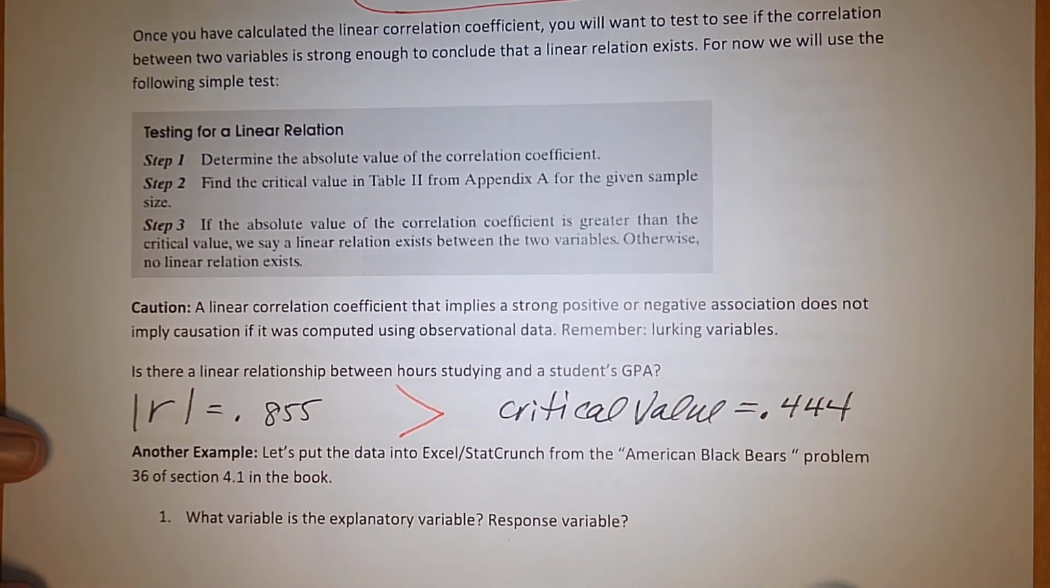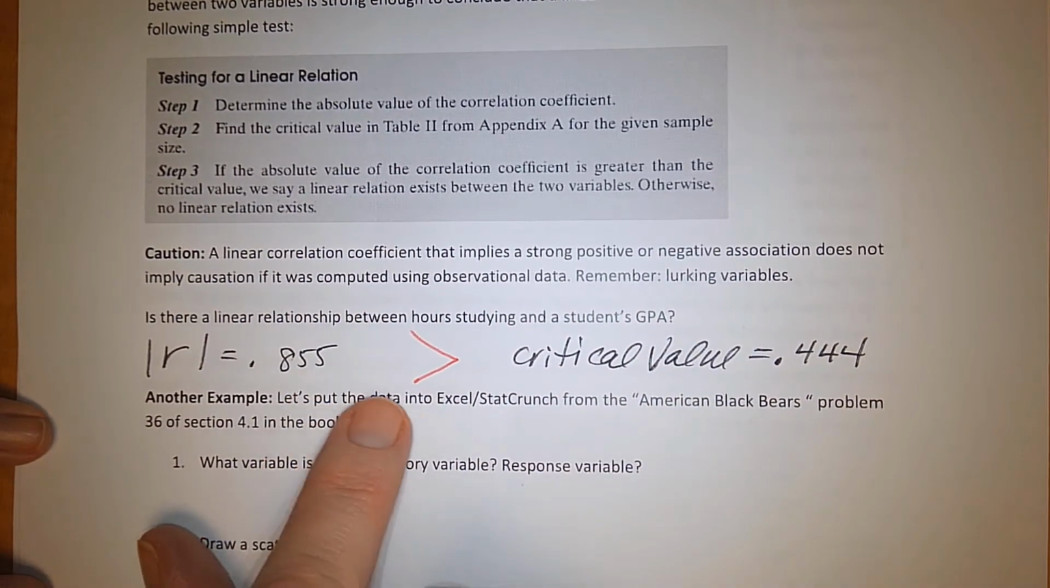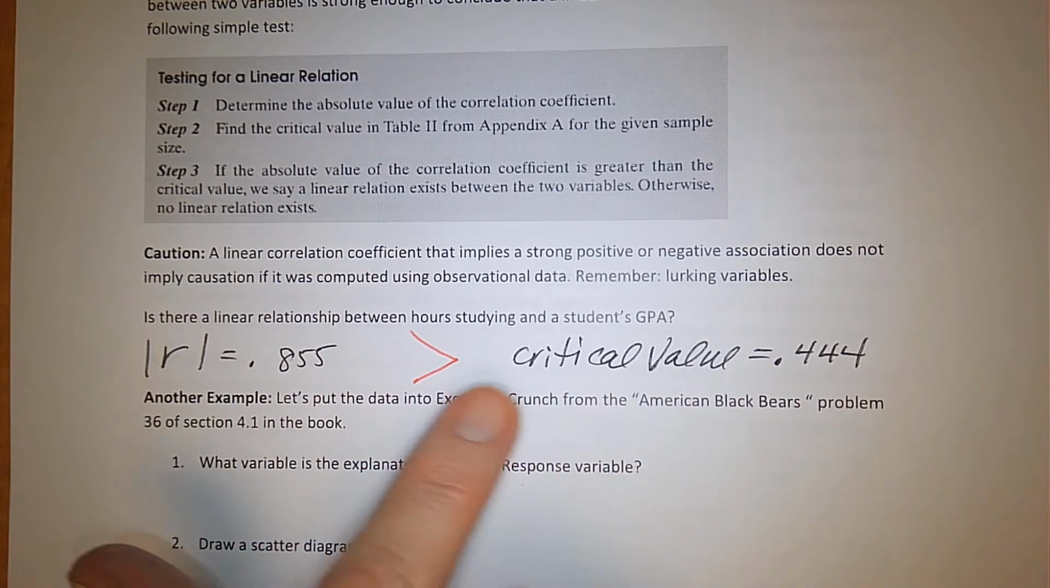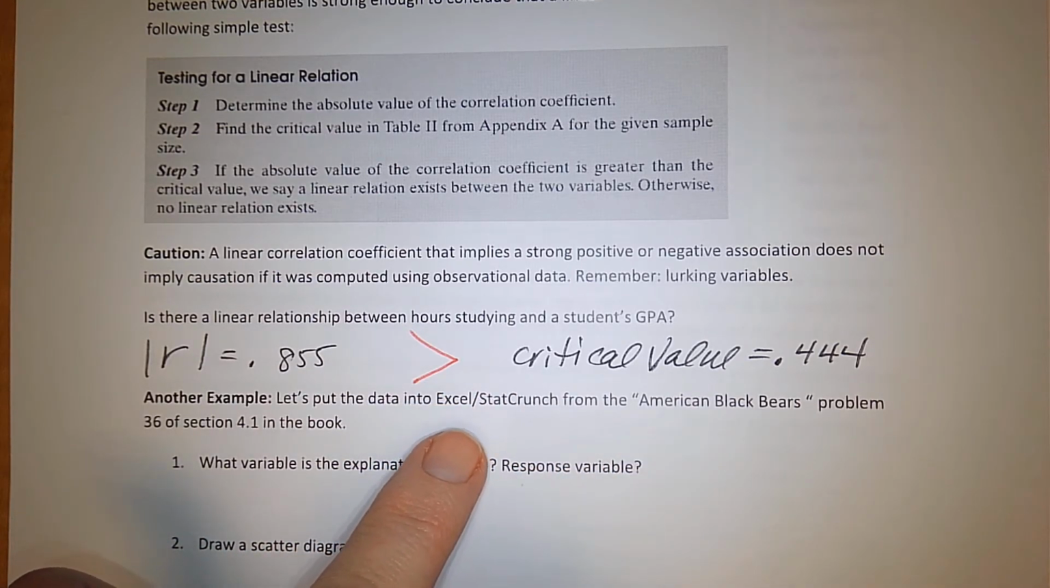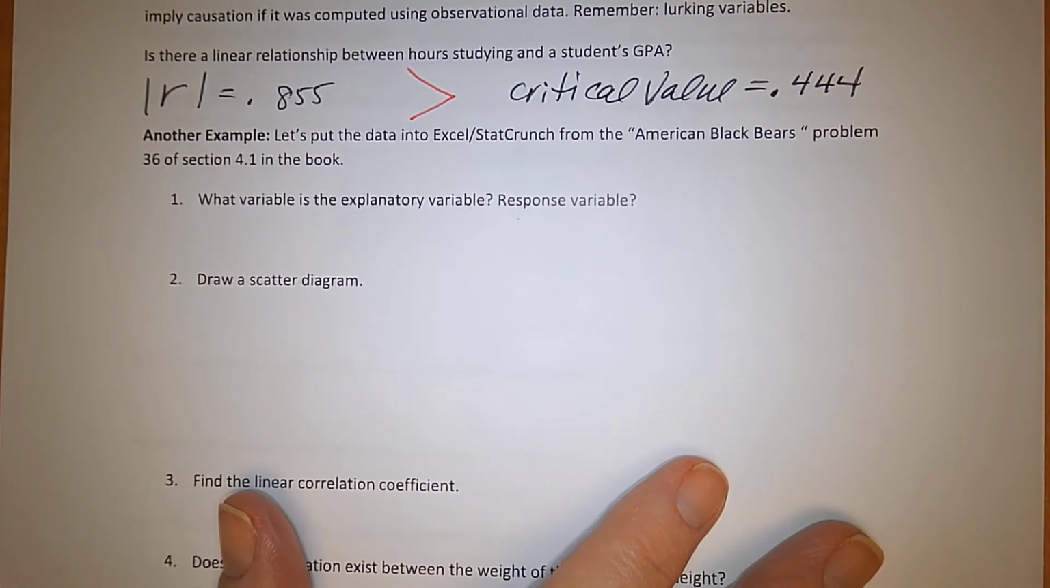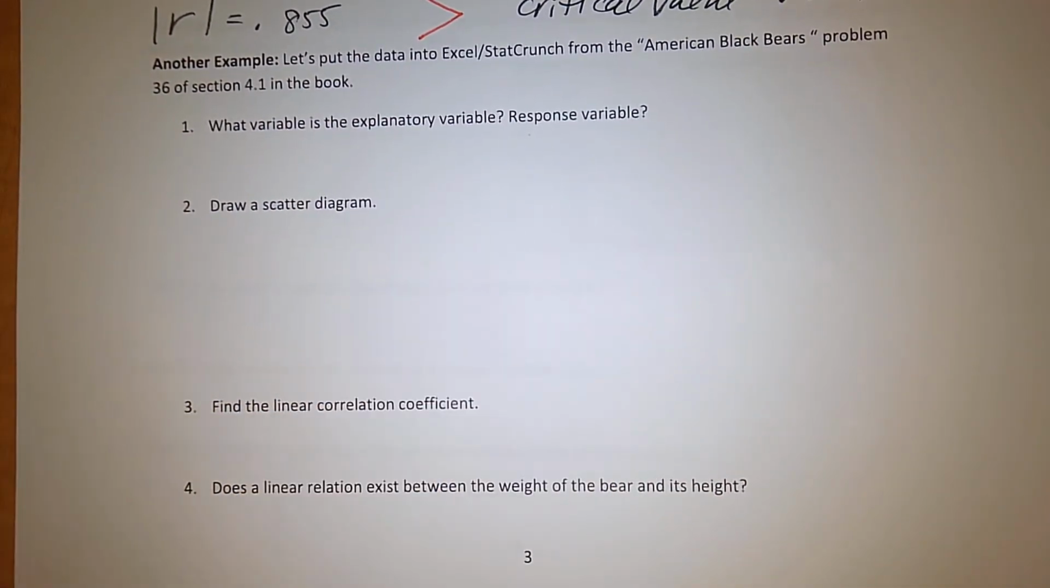Let's try another example. Let's put the data into Excel or StatCrunch from the American Black Bears problem, which is from section 4.1 in the book. I'm going to pull that question up now, and then we'll be able to answer these questions down here.